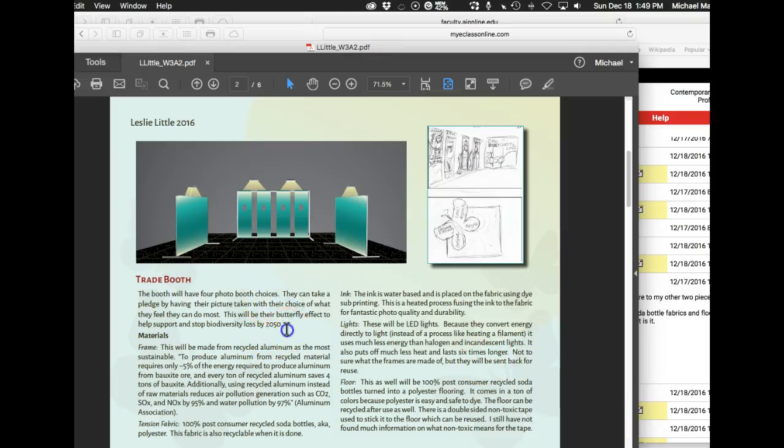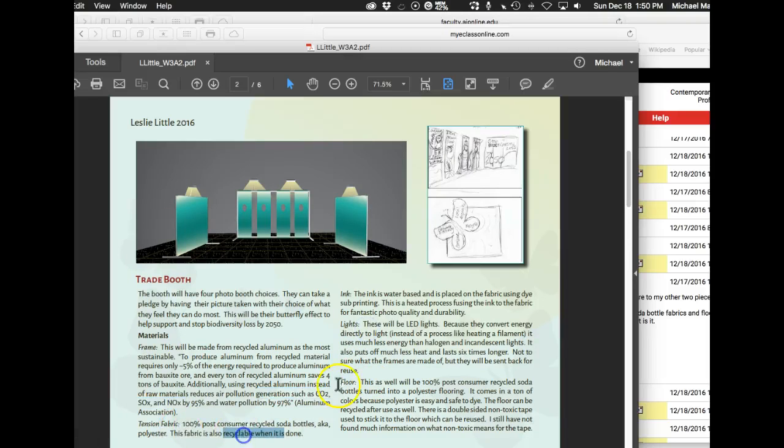Let's take a look at the trade show booth. She describes what they do when they walk up to the trade show booth. Then she describes the materials, not just saying this will be recycled aluminum. A lot of people said the frame will be made from recycled aluminum and stopped there. If you notice, Leslie's gone ahead and said that producing aluminum from recycled aluminum uses only 5% of the energy needed to produce aluminum from bauxite ore. Then she talks about the benefits of using recycled aluminum instead of raw materials, and points to statistics that lead right to her research. That is just a fantastic job right there.